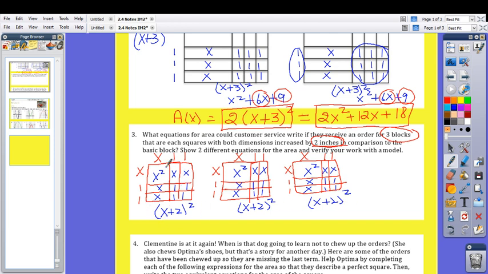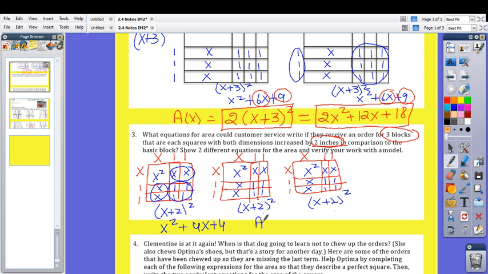Then if we are writing the area counting the tiles inside, you will have x squared, then you have 4 of the x's, so 4x, and then you have 4 of the ones, so plus 4. Same thing for this and same thing for that.